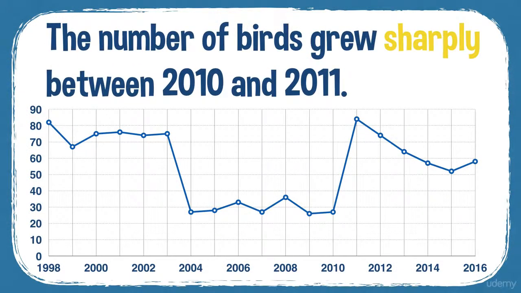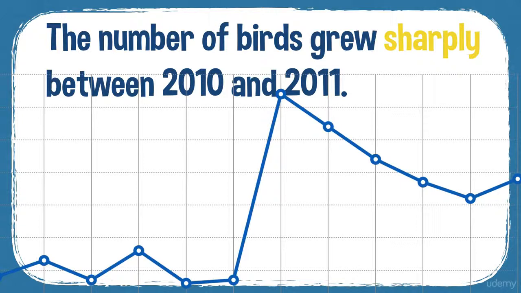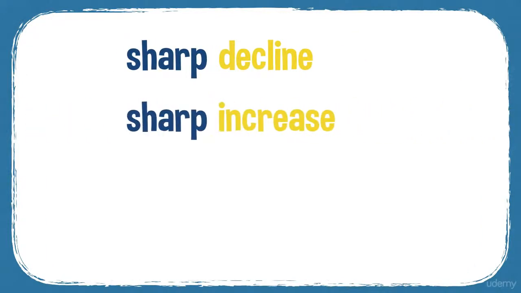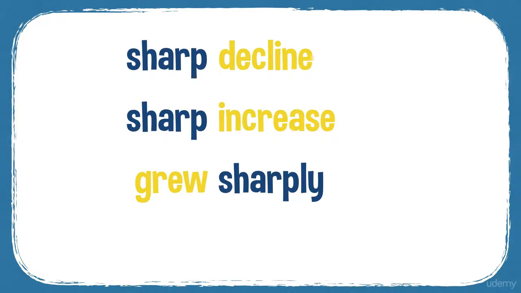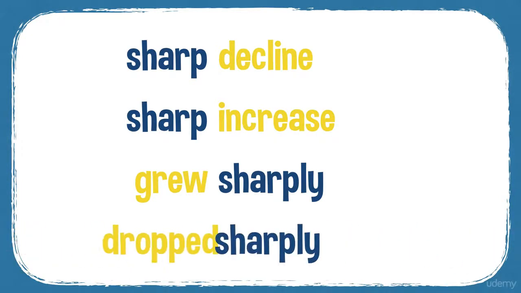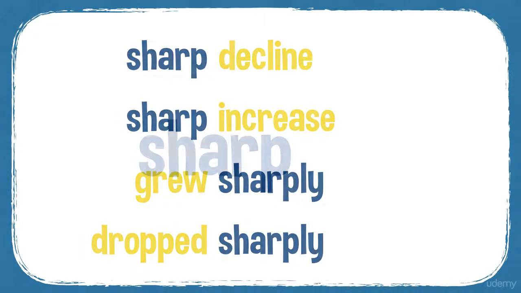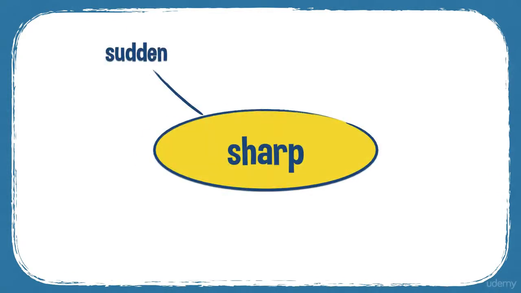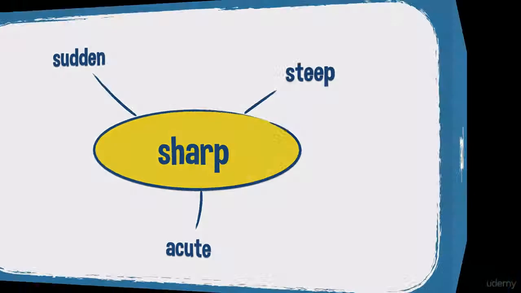The number of birds grew sharply between 2010 and 2011. There you are for the number of birds. So you can have a sharp decline, sharp increase. You can talk about something that grew sharply or dropped sharply. And so here's the adverb. Some synonyms for sharp: sudden, acute, and steep. Steep is quite a good one to use as well.